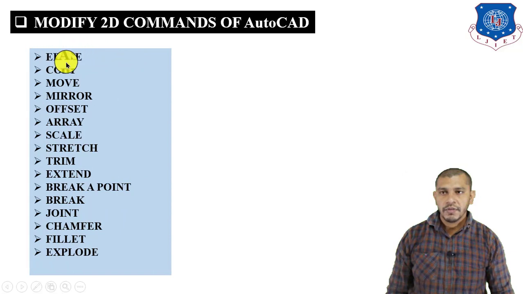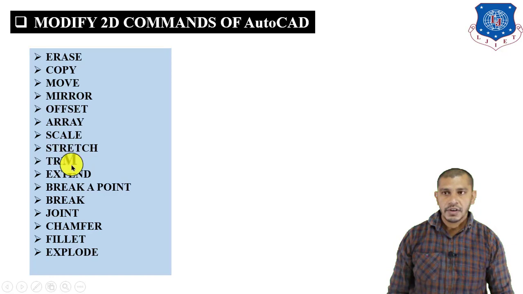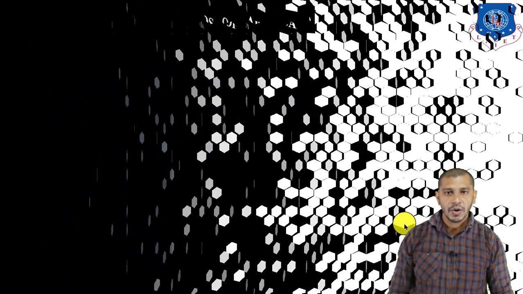So the different modify commands are erase, copy, move, mirror, offset, array, scale, stretch, trim, extend, break at point, break, join, chamfer, fillet, explode. So let's try to practice all these modify commands by using AutoCAD.